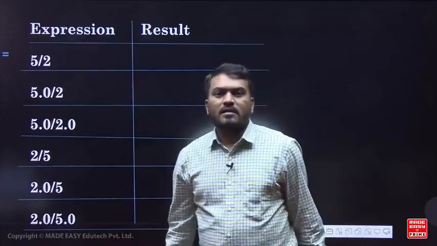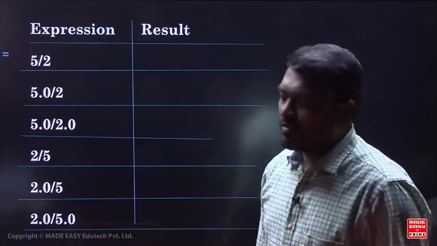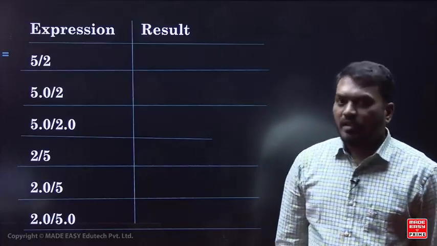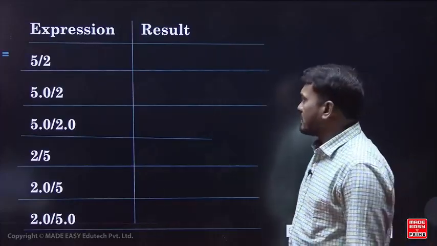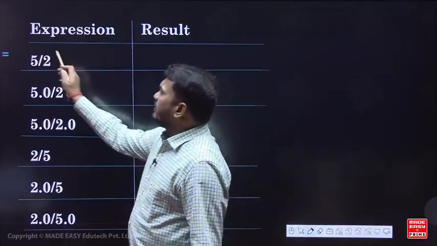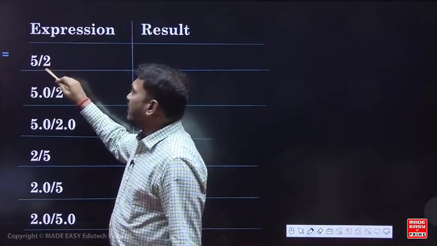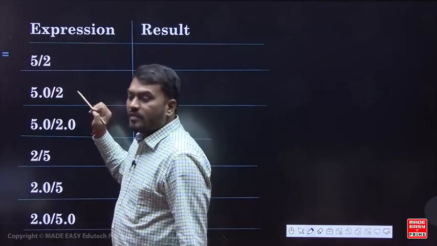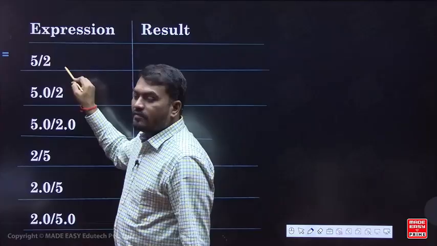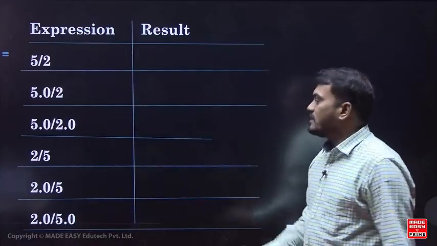Remember in my class, maintain a rough paper, pencil, eraser and sharpener. You may use pencil and rough paper. If you have a doubt, you can write with the pencil. Just copy this. So 5 divided by 2. Listen here, 5 divided by 2, what is the resultant value according to C language compiler? I am not asking with respect to mathematics, according to C language compiler. So just copy this expression and write down the result.